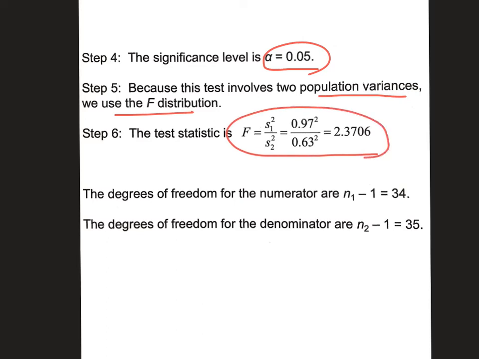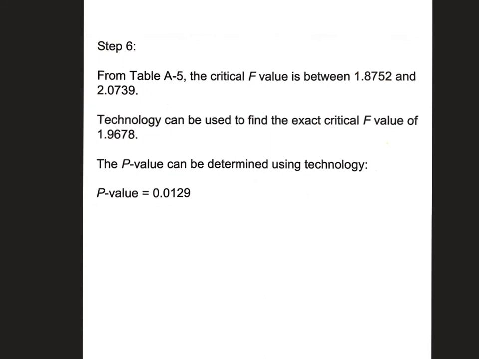I just squared both standard deviations from the sample, and I got 2.3706. My degrees of freedom for the numerator, 35 minus 1, and for the denominator, 36 minus 1. I got those from the table that you saw earlier. So 2.3706, pretty close to 1. Not real bad. We'll see how close it needs to be for this sig level. Okay, for the critical value, we're going to use technology, and we found the F value. This is the critical value, and this is our P value, 0.0129.